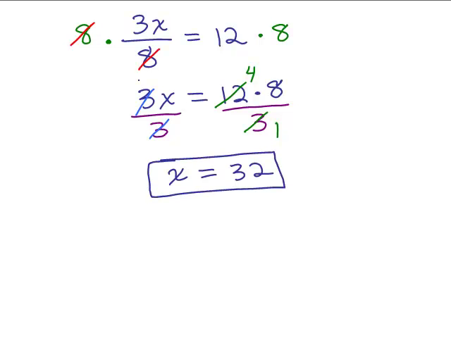So that's one way of doing this problem. My first step was to multiply by the least common denominator of 8 to get an equation that had no fractions, and then I just divided by the coefficient of x. All right, second way.